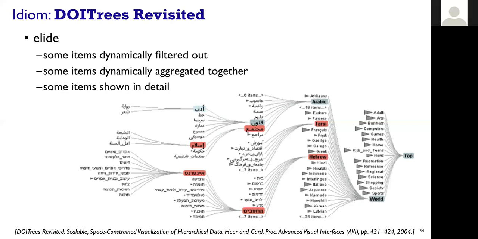Exactly. Notice how they don't have triangles. Right, exactly, because they're not aggregated. They're actually shown in detail. Oh, right. Okay.